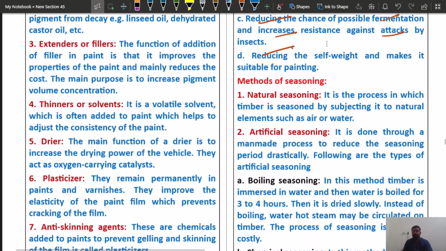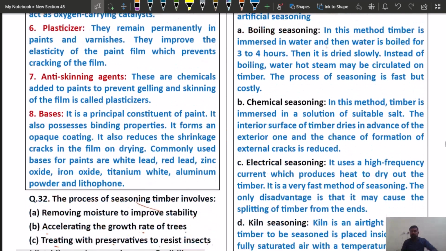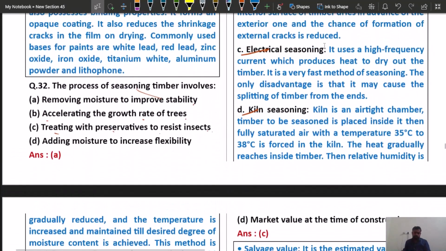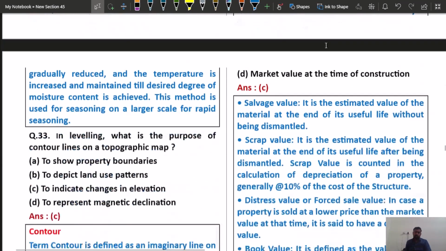Okay, there are different methods of seasoning. Natural method: in this method the timber is taken outside, and the moisture is soaked up by the air and temperature. So there is natural seasoning, and there is also artificial seasoning. In artificial seasoning, there are boiling seasoning, chemical seasoning, electrical seasoning, and kiln seasoning. So in our question, the process of seasoning timber involves removing the moisture to improve stability. So option A is correct. Now proceeding to the next question.